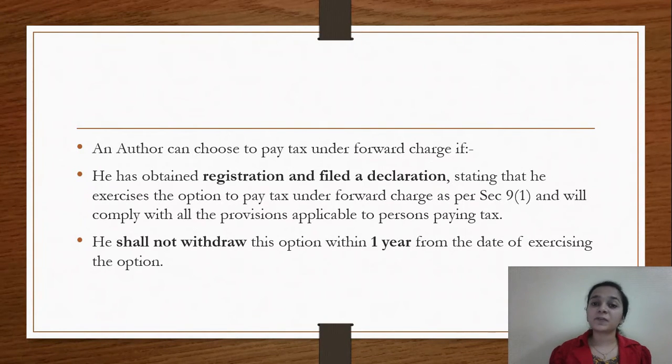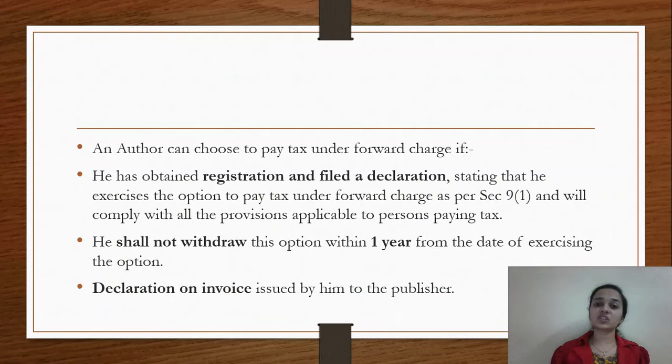And apart from these two things, there's one more additional requirement, and that is this author, when he is issuing the invoice to the publisher, on that invoice as well there has to be a declaration stating that he is opting to pay under forward charge, and this declaration has to be stated on the invoice which is being given by the author to the publisher.